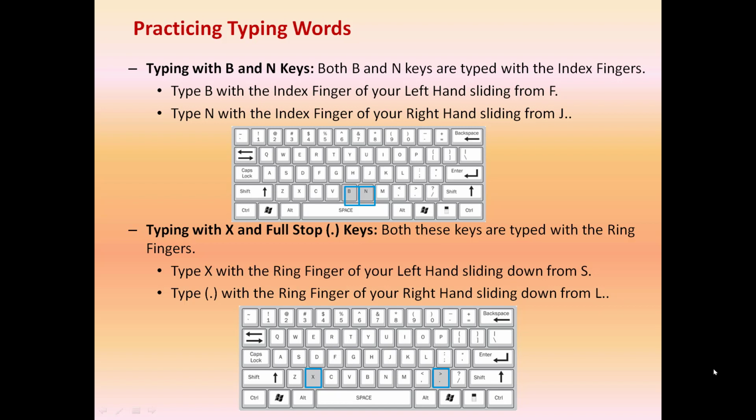Typing with X and full stop. Both keys are typed with the ring fingers. Type X with the ring finger of your left hand sliding down from S. And type full stop with the ring finger of your right hand sliding down from L. As you can see in the pictures also.